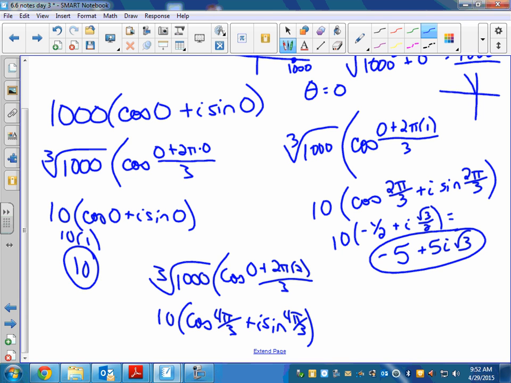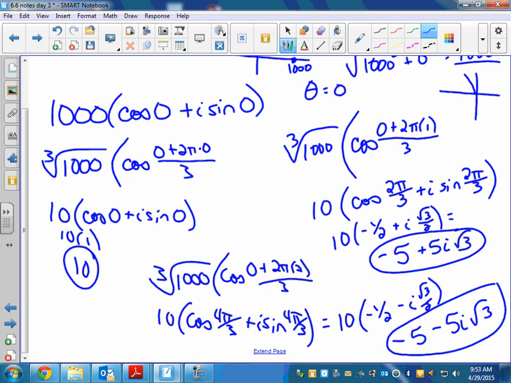So if you know that, you don't have to show all the work every time. But that would now be negative 1/2 minus i radical 3 over 2, which means it's going to be negative 5 minus 5i radical 3. And again, that comes from the fact that if we solved the equation x cubed equals 1,000, what you would have left would be a quadratic, and you would do the quadratic formula, and you would get the plus or minus there.